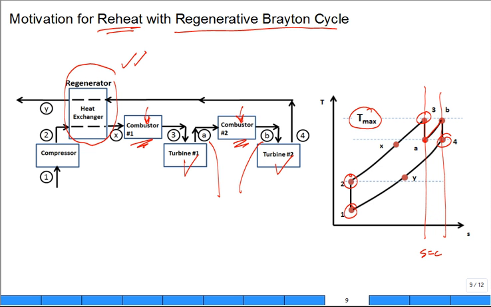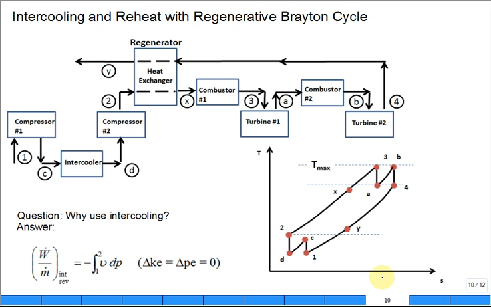So that's reheat. What are you trying to do? You're trying to bring in more heat at these higher temperatures. Bring in all your heat at high temperature. Great for performance. There's one more modification. I hate to give it to you, but it's like a pill, right? Take your medicine. Here it is. So we covered regeneration. We covered reheat. And the last one is intercooling.